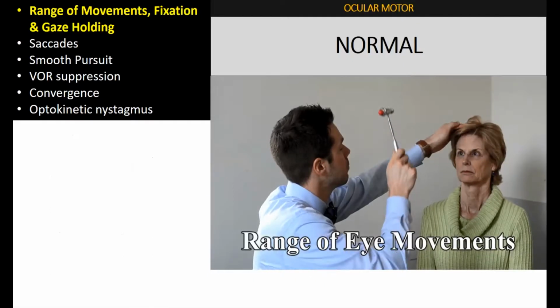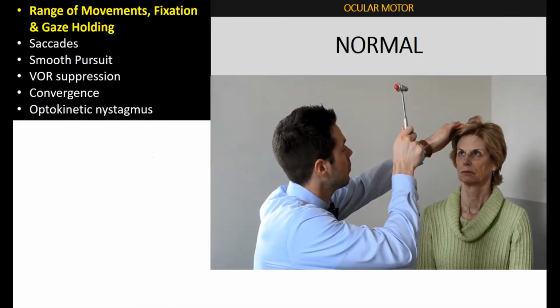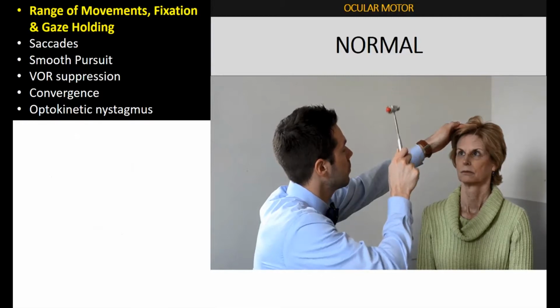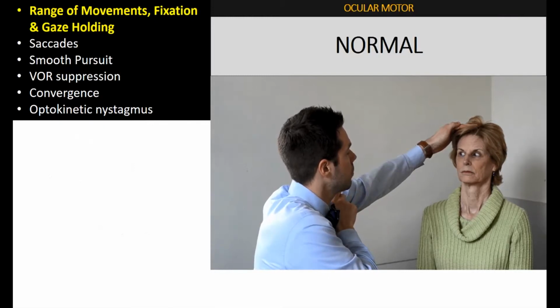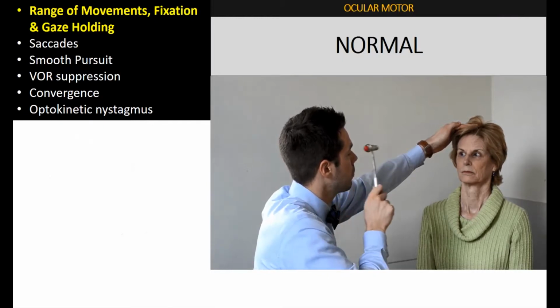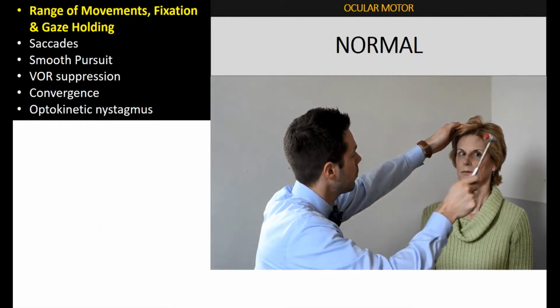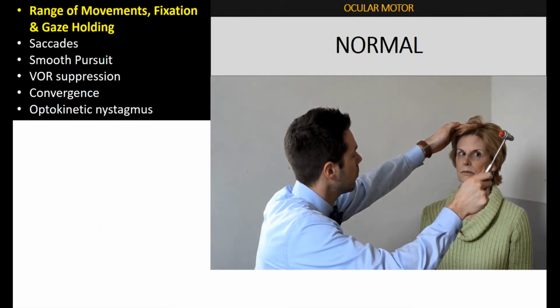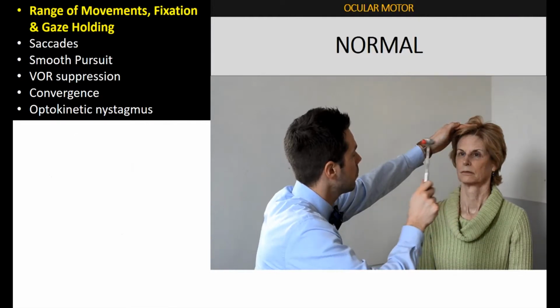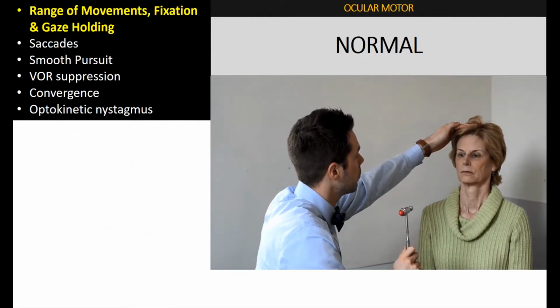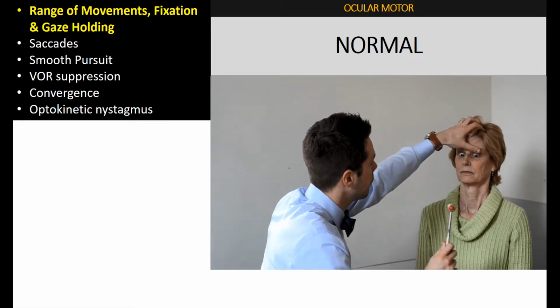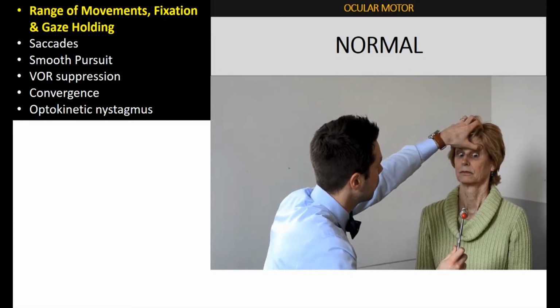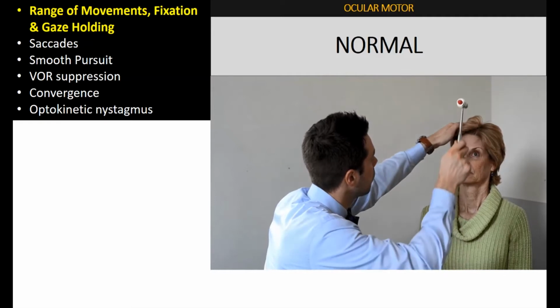So how do you evaluate the range of eye movements? You want the patient to look as far up and down and left and right as they can. At the same time, you want to evaluate their ability to simply fixate on a small target that's right in front of them. Additionally, you want to hold a target out laterally and vertically to make sure that the patient can hold their gaze on the target. This is a normal example. This is what everybody should be doing to assess the range of eye movements as well as the ability to fixate and hold gaze. So make sure the eyes are steady.